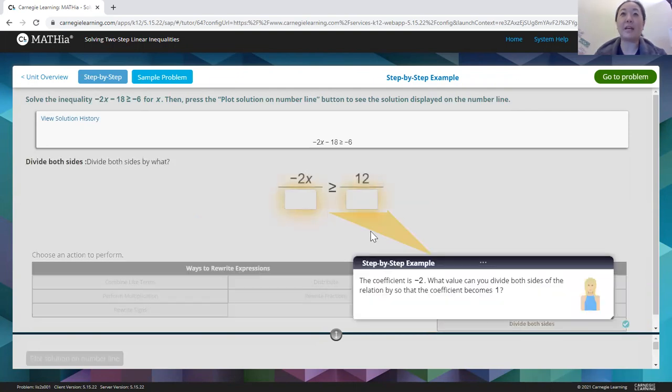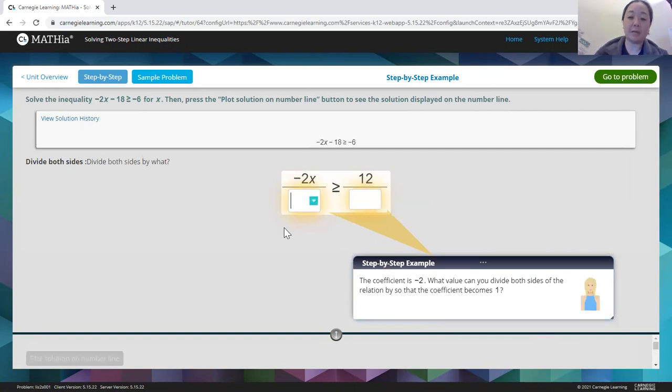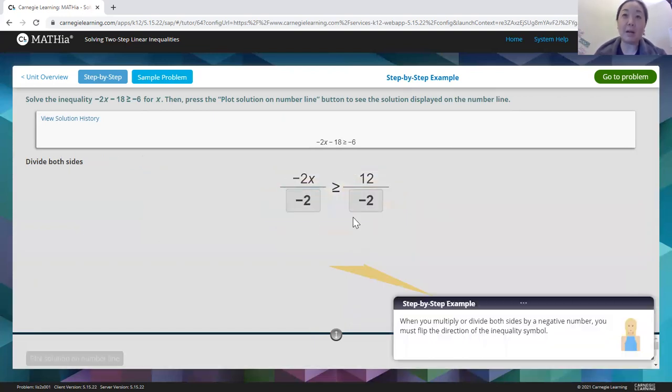So we're going to divide both sides by -2. Then if you notice right here, it says the coefficient is -2. What value can you divide both sides of the relation by so that the coefficient becomes 1? See, I told you about the 1. You see how this is very step-by-step, but if you read it and don't be lazy about it, because I know I can be lazy about it, it will help you, I promise.